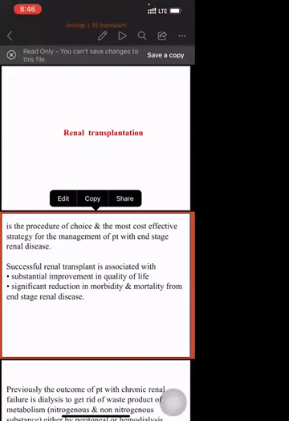Okay, as you know, renal failure is end-stage renal disease that affects different types of patients for different causes. Sometimes the patient may have renal diseases such as infection, autoimmune disease, trauma, or whatever the cause that may lead to renal failure.